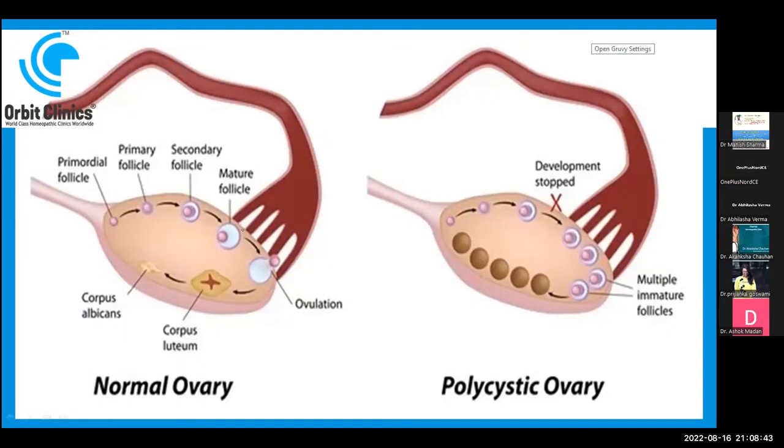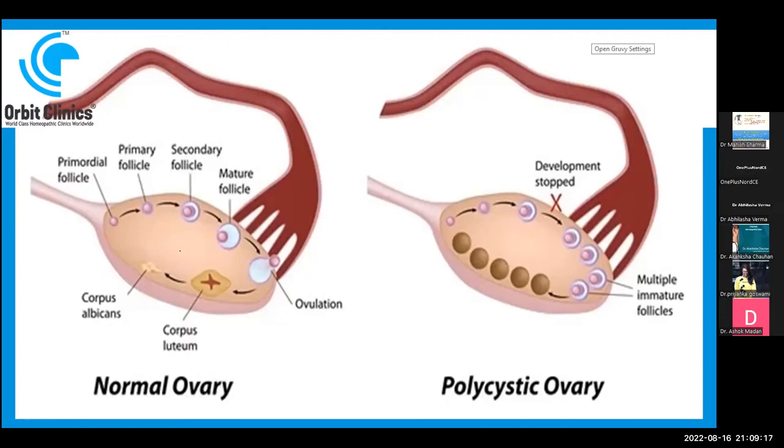When it reaches optimum size, it will ovulate, and this ova will be released, which is then captured by the fallopian tube. If the ova gets sperm, it will fertilize there, and if it is not so lucky to get the sperm, then it will degenerate. Now this is the normal, and after ovulation, the remnant of the follicle is a corpus luteum, which degenerates within 14 days.